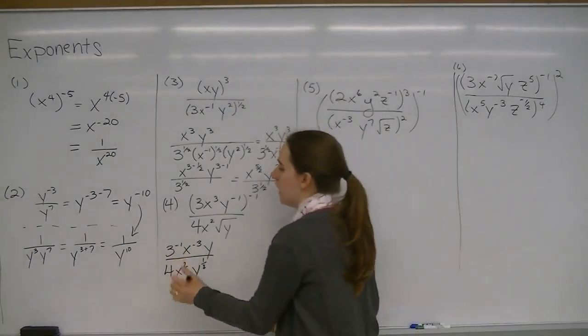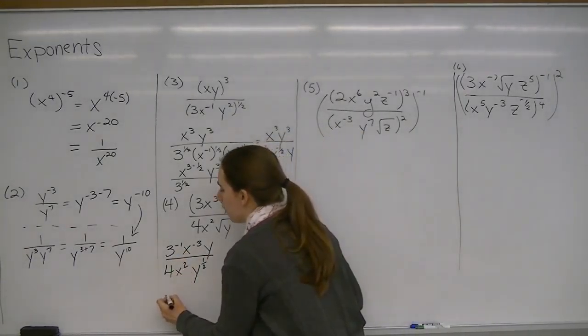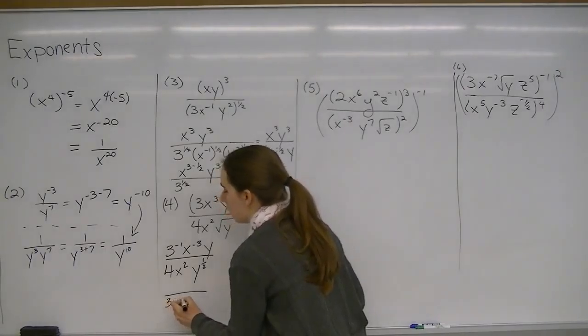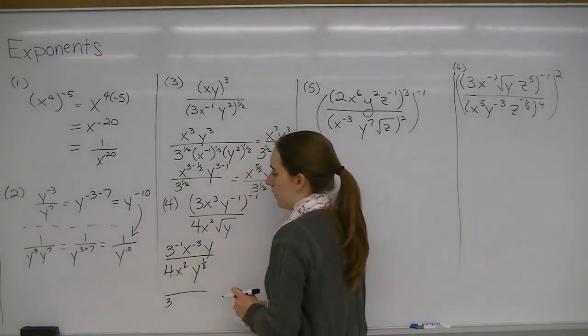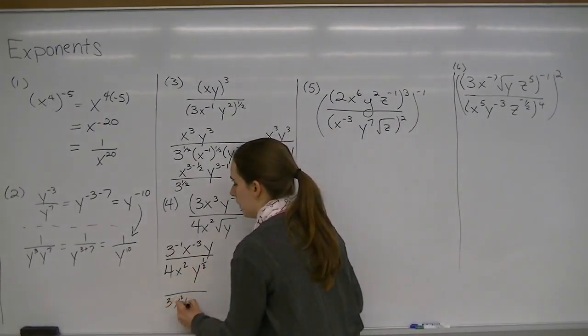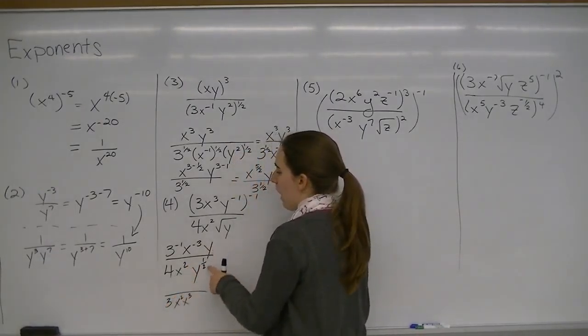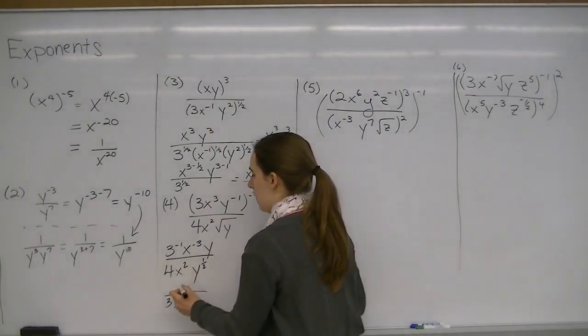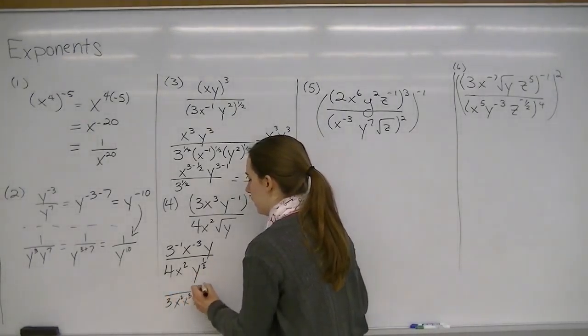So the 3 to the negative 1 is 1 over 3. So the 3 is going to come down to the bottom. The x to the negative 3 is also going to come down to the bottom as x cubed, and then the y's are going to stay where they are. And so is the 4.